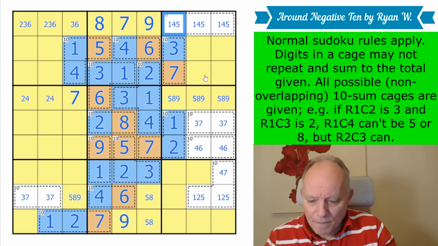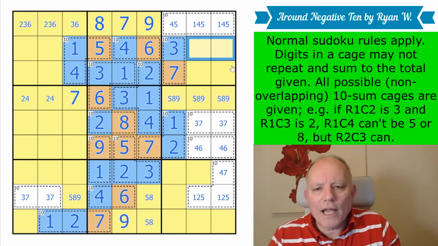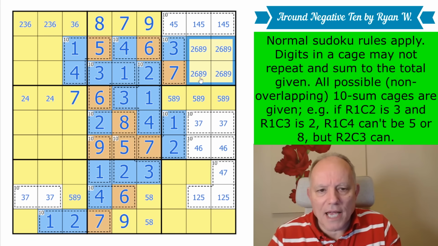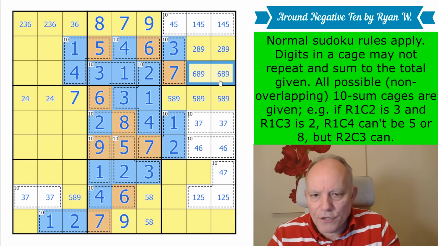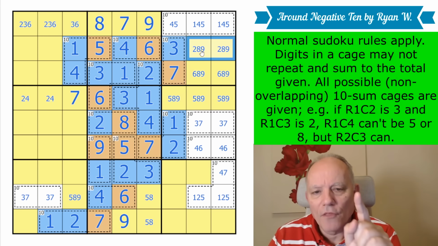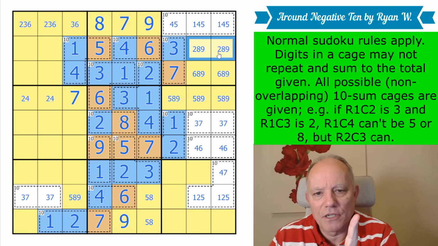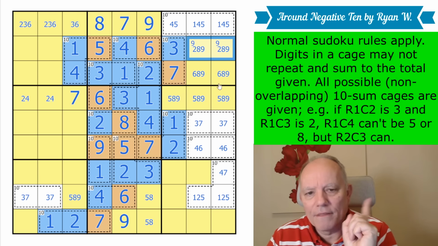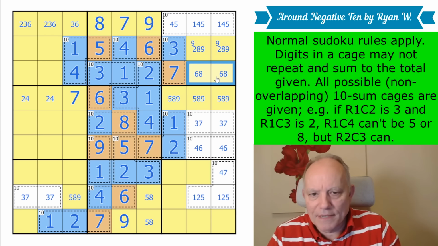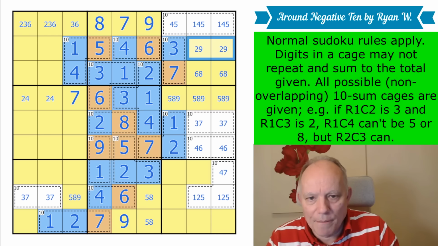Oh, that can't be 1. 4, 5, 1. Okay, these digits are 2, 6, 8, and 9. The top set can't include 6. The bottom set can't include 2. Now, this is good. This pair cannot be a 2-8 pair, or they would be another 10 cage that isn't marked. So they must include 9. That's clever. So 9 isn't in this pair. That's now a 6-8 pair, and this is now a 2-9 pair.